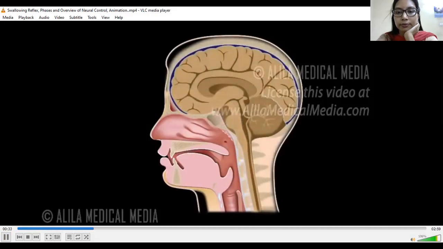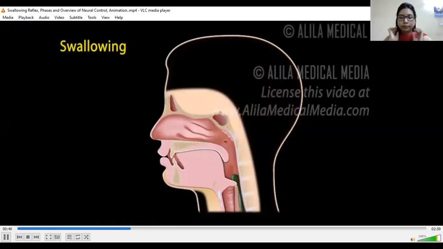Swallowing involves over 20 muscles of the mouth, throat, and esophagus, which are controlled by several cortical areas and by the swallowing centers in the brainstem. The brain communicates with the muscles through several cranial nerves. Swallowing consists of 3 phases.